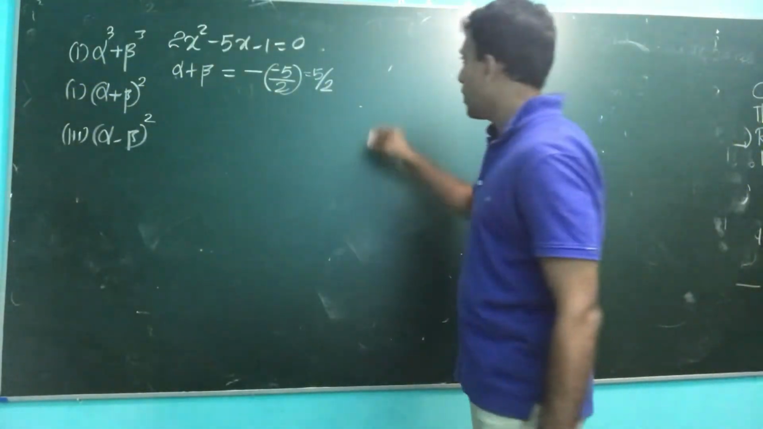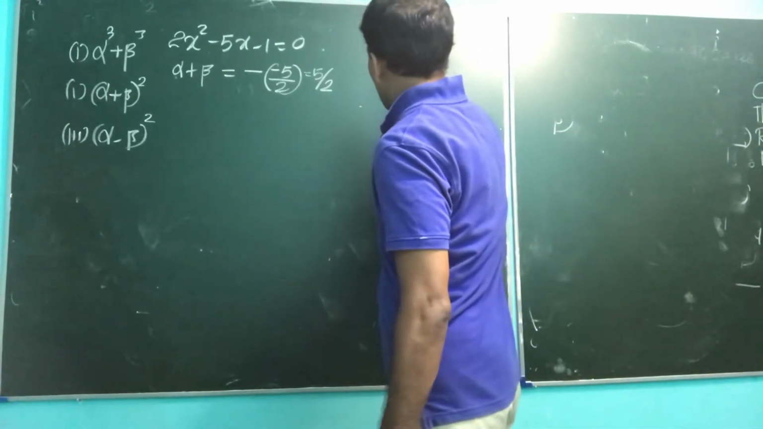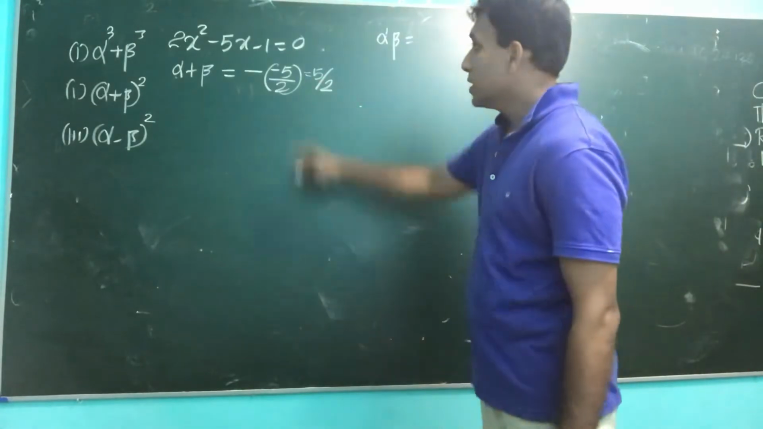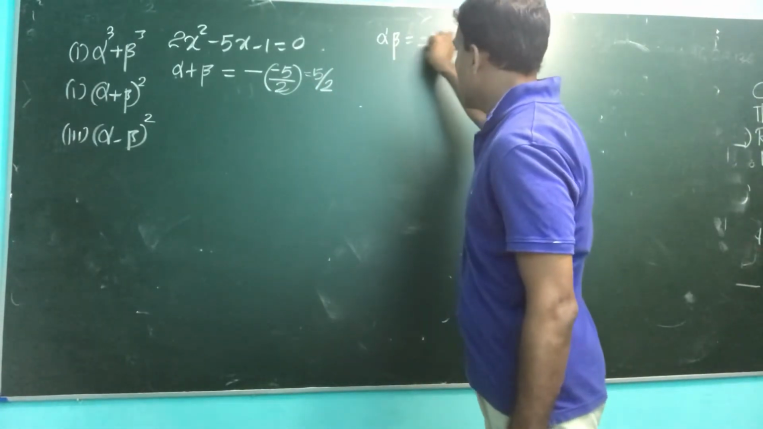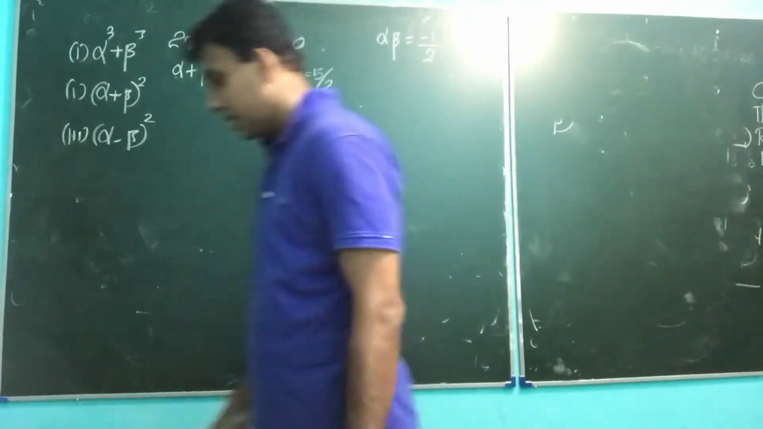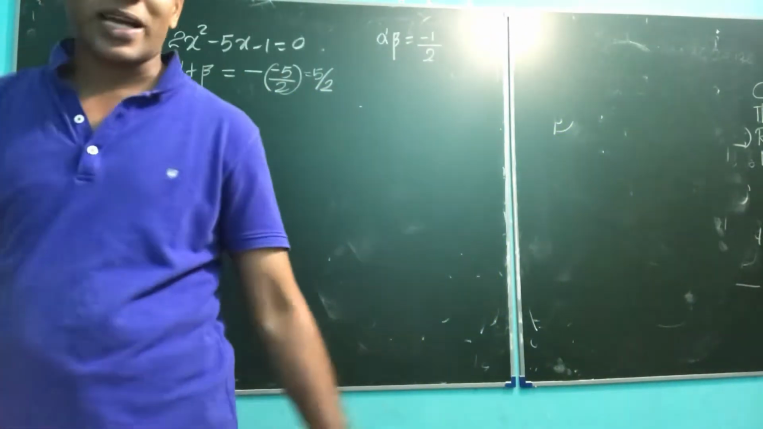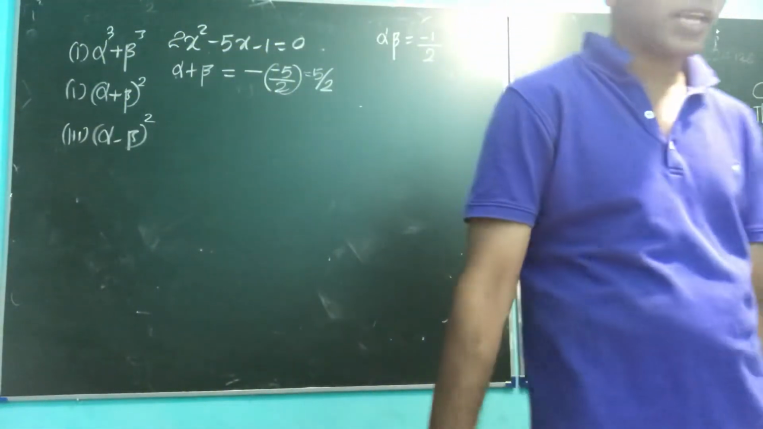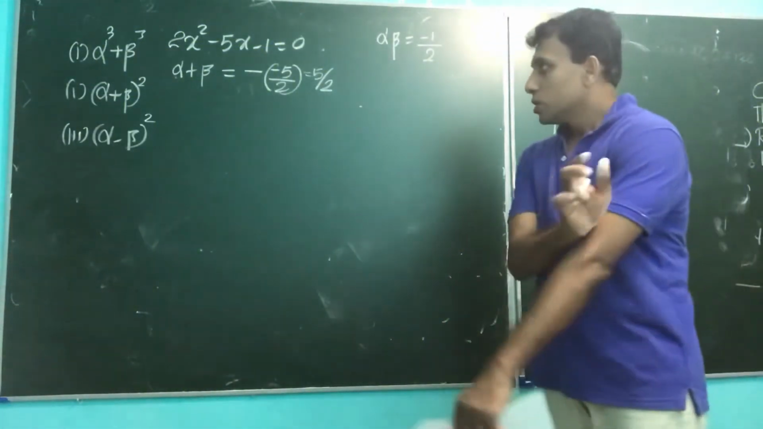Next find alpha into beta. What is alpha into beta here? C over A, right? C is minus 1, A is 2. That's all. Now go to the answer. Simple. There's no question like this in the final papers, but the school term papers, they will ask some beginning part problem like this.